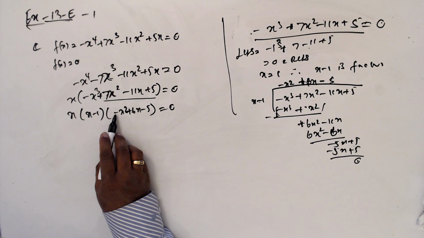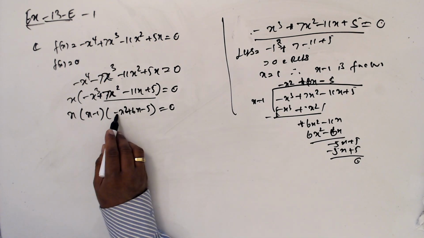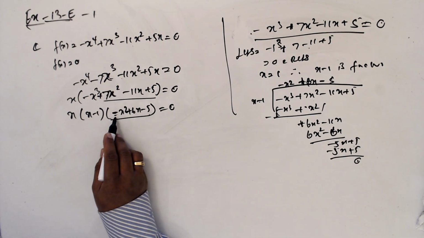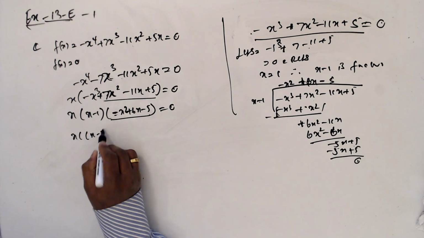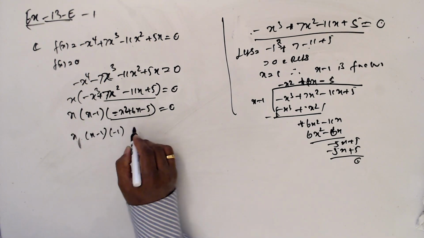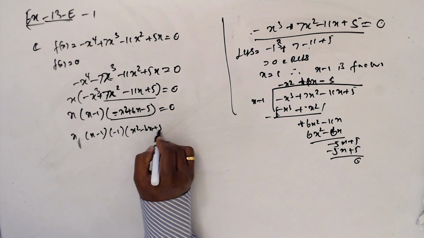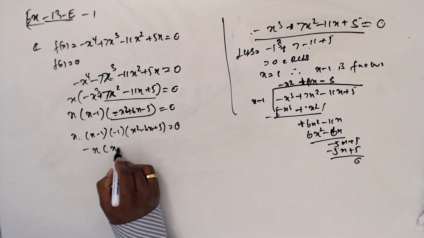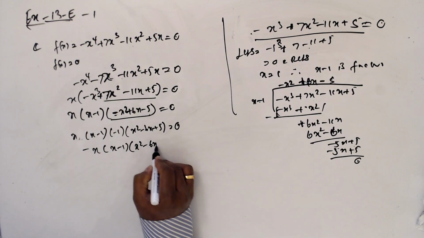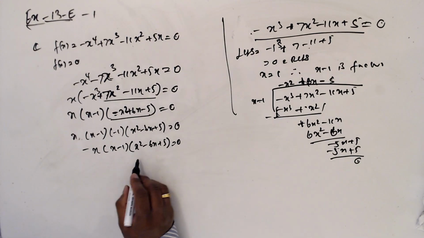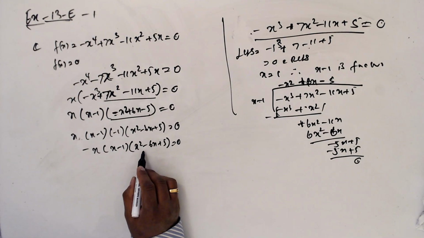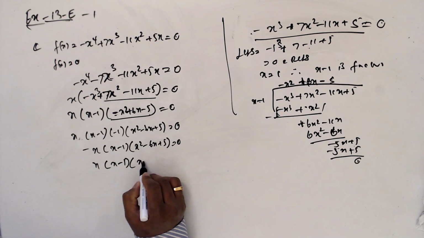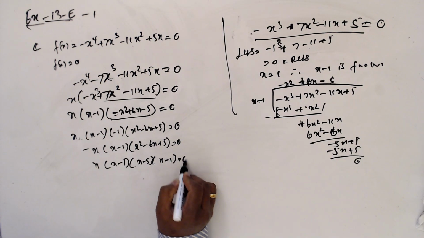Now I'll take this minus out. When I take this minus out, I'll take the minus from this bracket out, not this bracket. Okay, x times (x minus 1) times minus 1 times (x^2 minus 6x plus 5) equals 0. So this is going to be (x minus 5)(x minus 1), x times (x minus 1)(x minus 5)(x minus 1) equals 0.